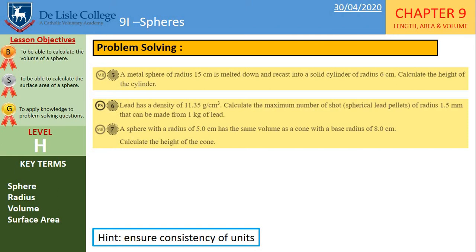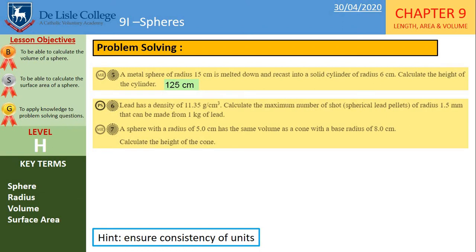Okay, question 5, let's check the answer. So the first thing to do is work out the volume of that sphere. You know then the cylinder is going to have the same volume, the same amount of metal. If you know the radius and the volume, you're able to calculate the height, which is going to be 125 centimetres.